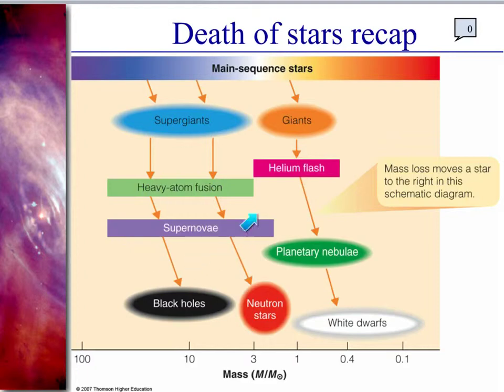then we have our explosive supernova, and next class we will learn about the product of supernova, which can be either a black hole or a neutron star.